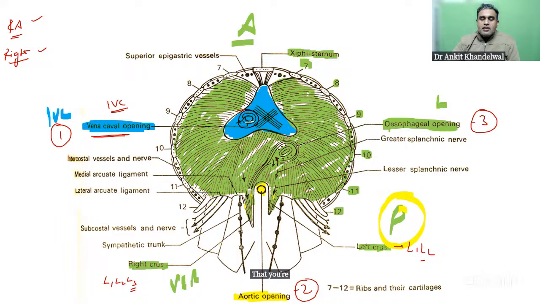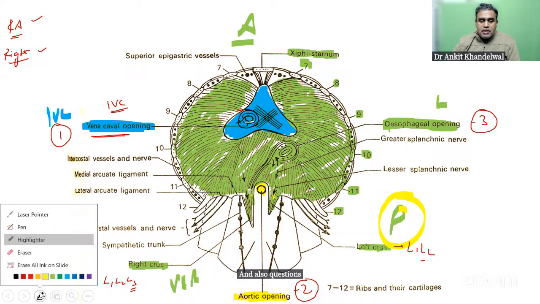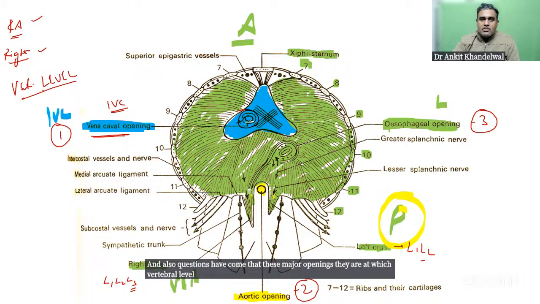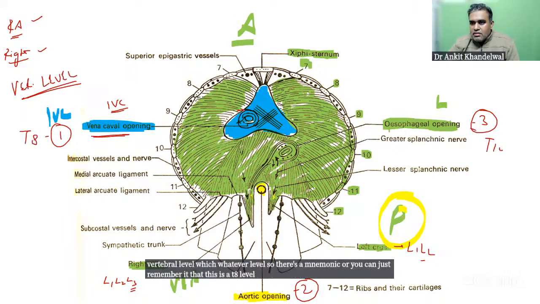These are the three major openings you must know. Also, questions have come asking at which vertebral level these major openings are. There is a mnemonic, or you can just remember that this one is at T8 level, this is at T10 level, and this aortic opening is at T12 level.